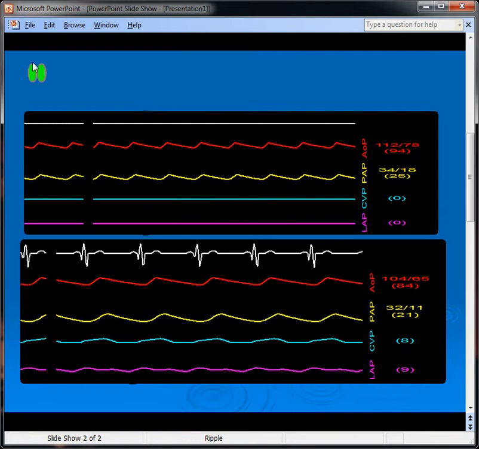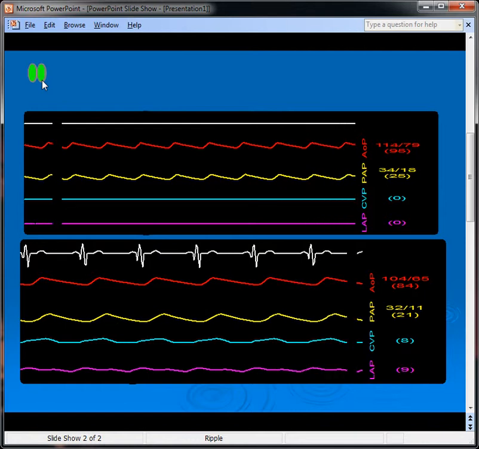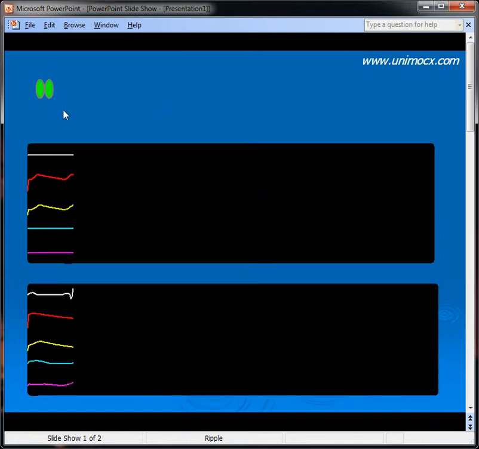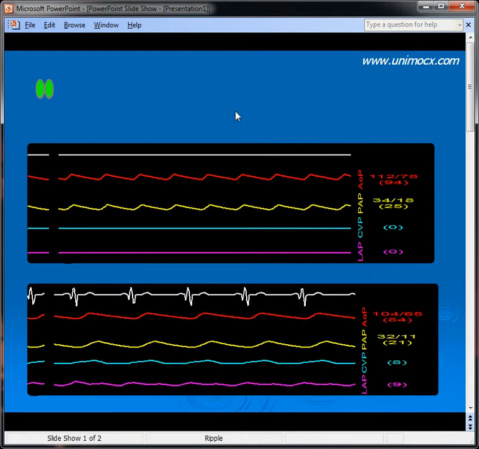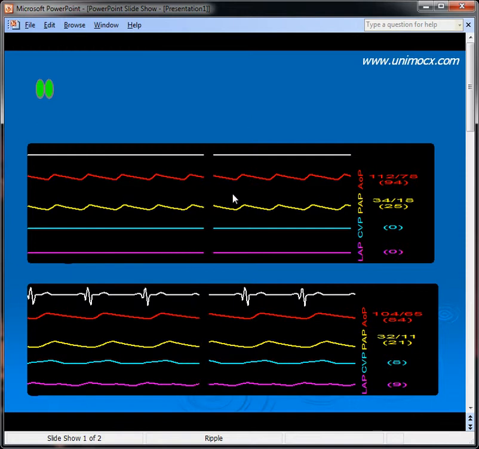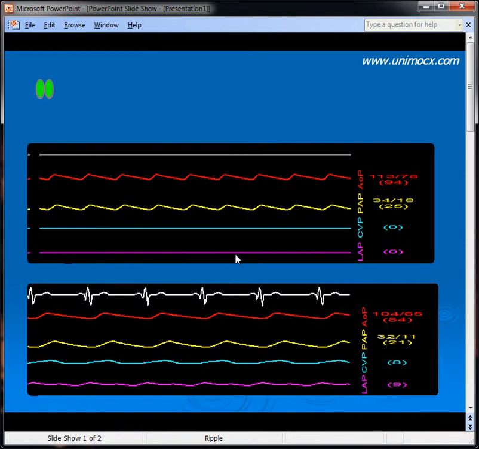So again, this particular UniMocX control is on network 1201, as is this chart. This chart is on 1200, which is the UniMocX control on the first page. And again, by going back to the first page, you can see that we are able to access the data from both.